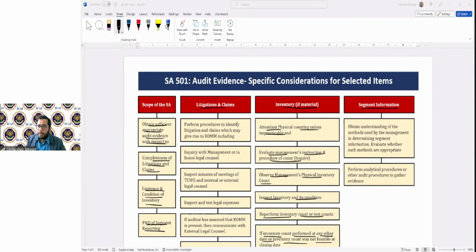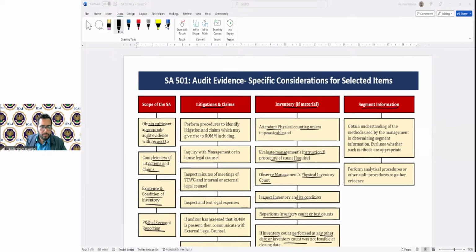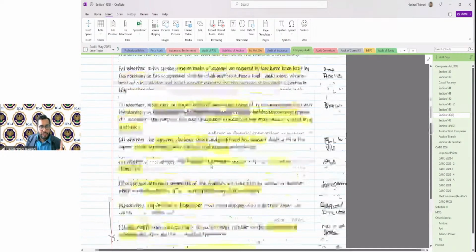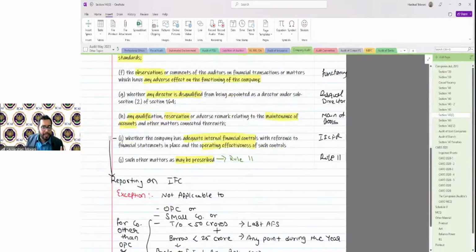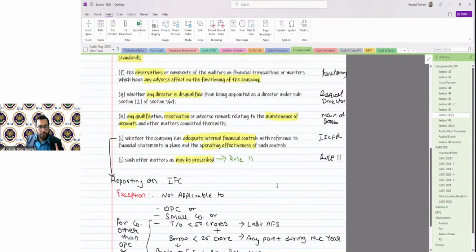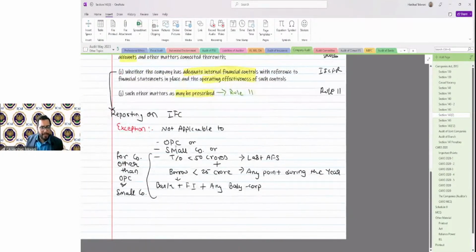Let me share my screen. Remember when we were discussing the company audit, we discussed whether the company has adequate internal financial control with reference to the financial statements in place and the operating effectiveness of such controls. This is 143(3). In 143(3)(i), there is a clause which talks about ICFCR. So the auditor is required to report on that, and we discussed the exceptions, the companies to which it is not applicable. So this is the framework in India. I hope I'm clear.